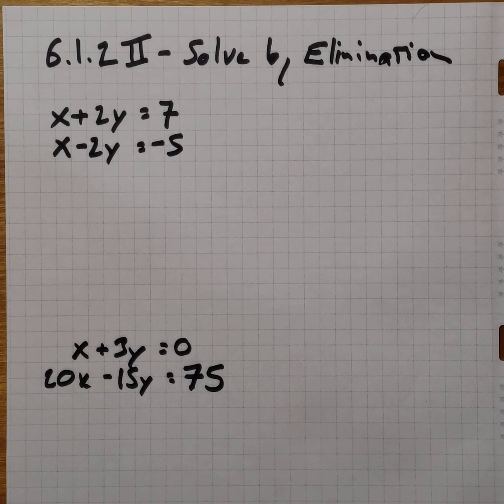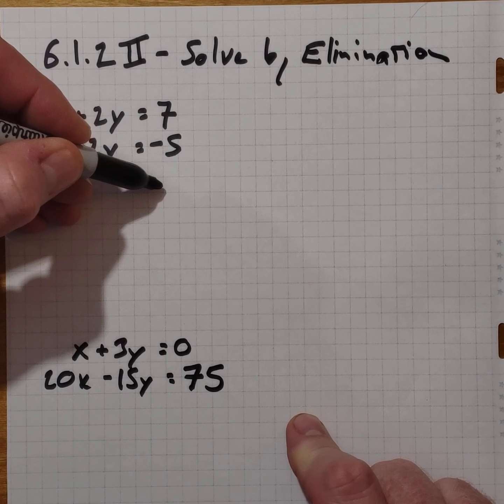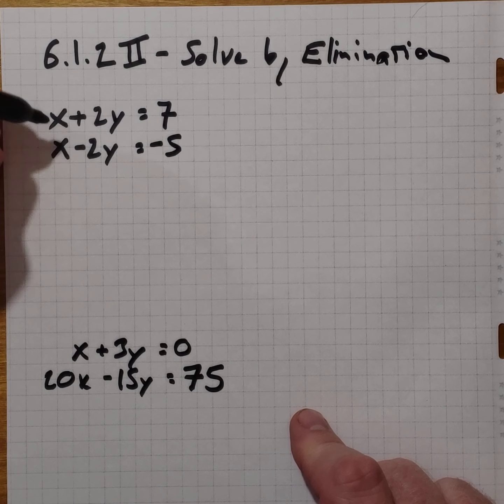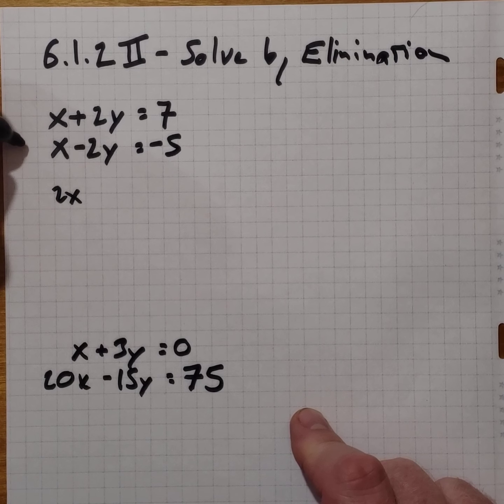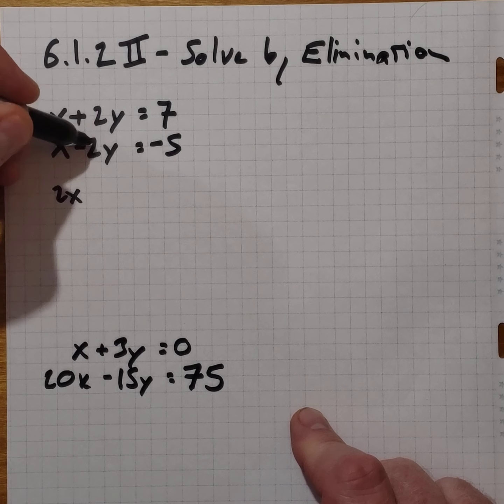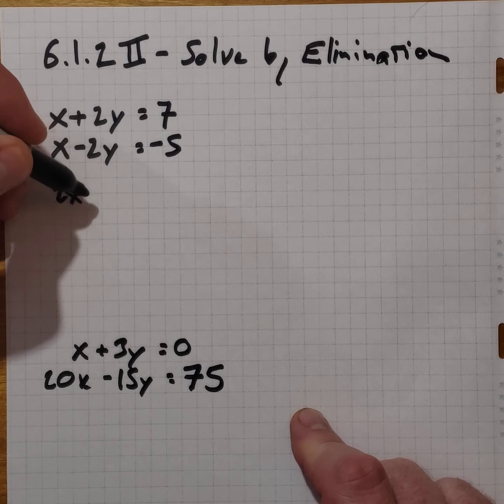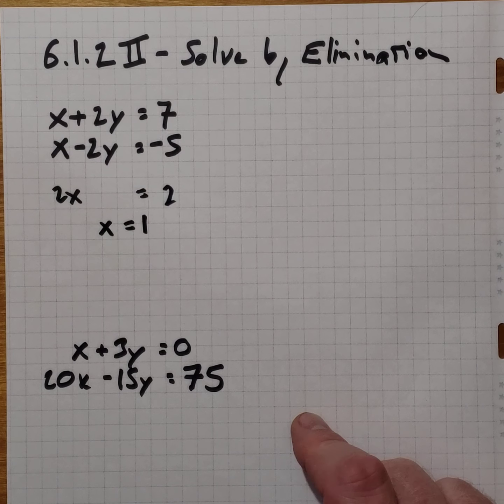If they're both written like that, then elimination, I think, is usually the way to go. The way it works is, we're going to want to add these two equations together. We add the x's together, add the y's together, add the numbers together, and of course keep the equal sign. So if we do that here, x plus x is 2x. 2y minus 2y is 0. We don't need to write 0. And then 7 minus 5 is 2. Divide both sides by 2, and we get x is equal to 1.